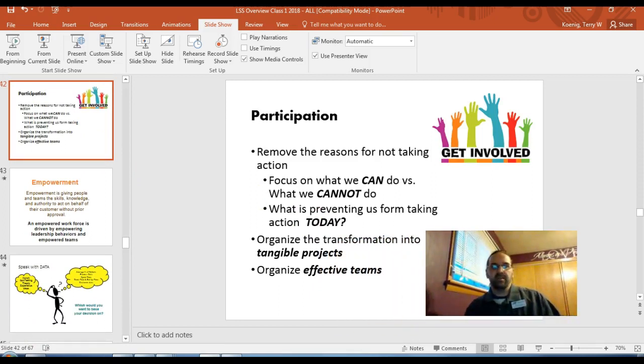Participation. So you want to remove the reasons for not taking action. Get rid of the excuses. Focus on what you can do versus what you can't do. There might be a lot you can't do. You might come up with some really big ideas, and there are still budgets in place and red tape. But get rid of as much as you can. Do what you can, and take action today. And organize effective teams.